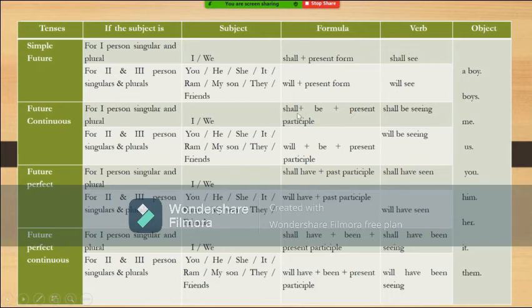And for future continuous, we have again the same two auxiliary verbs, will or shall. For I and we, you have to use shall. For all other subjects, you have to use will. Let us take the first one. For I or we, you have to use shall. Then, for continuous, you have to use seeing. But I already told you, after will or shall, only the present form will come. If you write shall seeing, is it correct? No. Seeing is the present participle of the verb, so it cannot come after shall.